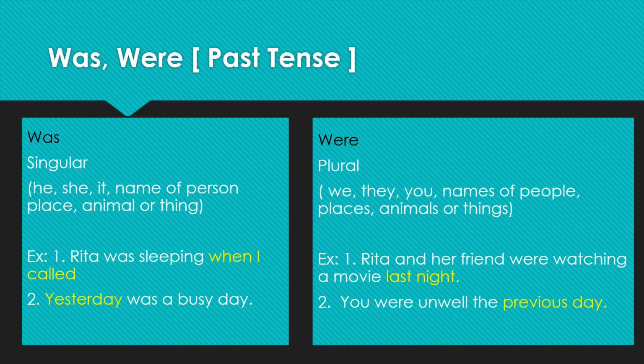Were is used for the names of people, places, animals or things, or for pronouns we, they, you. That means whenever it is plural in form, we use were. For example, Rita and her friends were watching a movie last night. Number 2, you were unwell the previous day. Here again, the yellow words indicate that the action had already happened in the past.